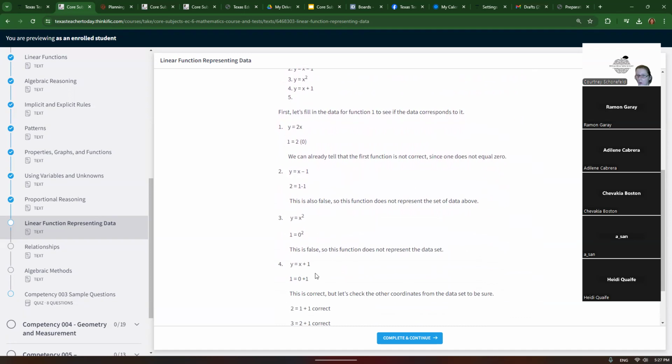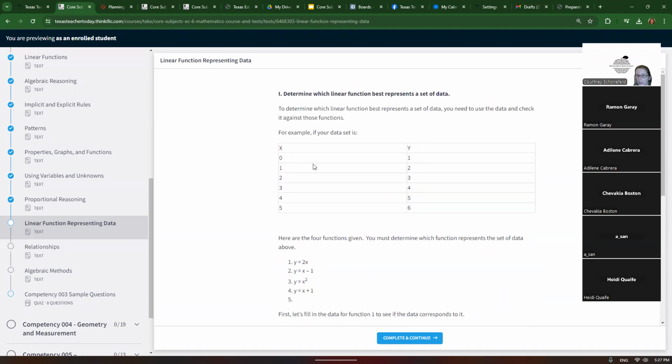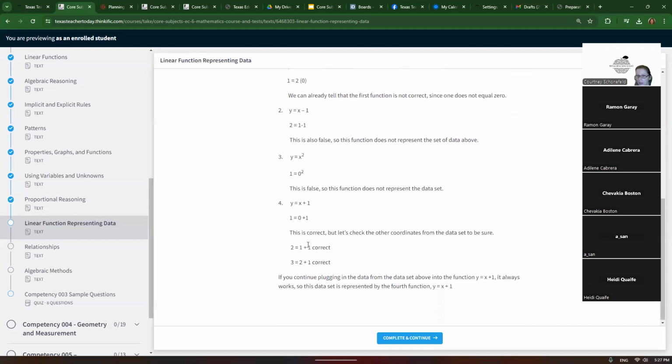y equals x plus 1. So 1 equals 0 plus 1? Yes. 2 equals 1 plus 1? Yes. 3 equals 2 plus 1. So that one works. And so that one's correct.